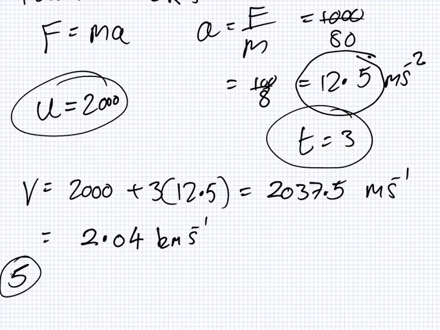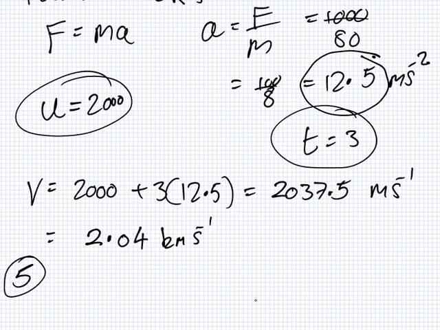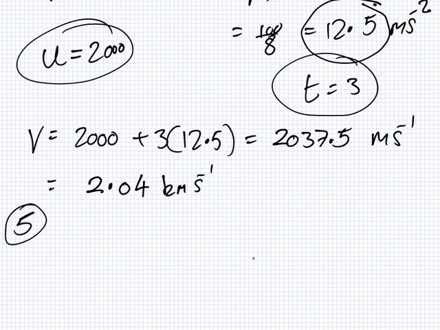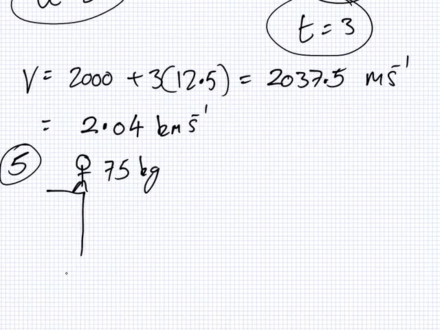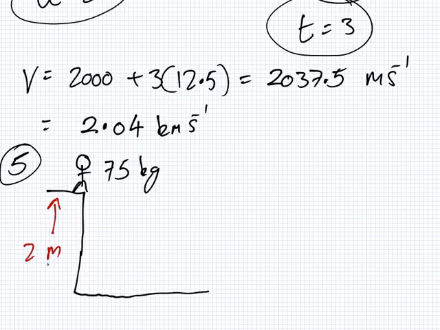A 75 kilogram man jumps from a height of 2 meters onto some grassy lawn. Okay, let me just draw that. Can I scroll down a little bit here? So we have our man, and he is 75 kilograms. He jumps on some grass. What else do we know? 2 meters. Okay.